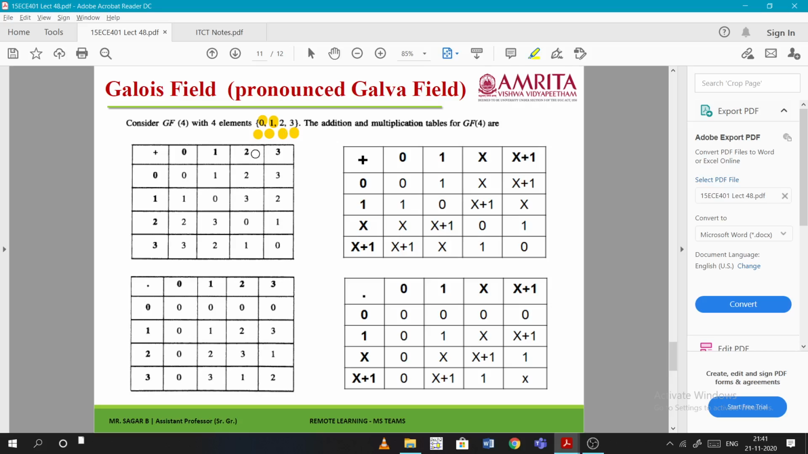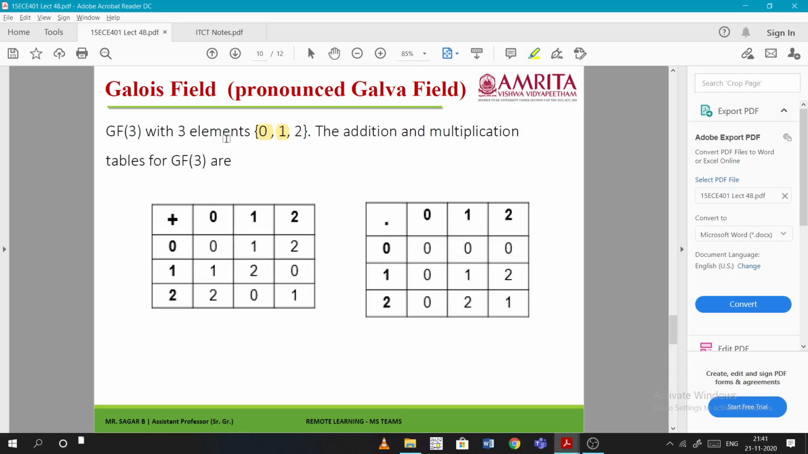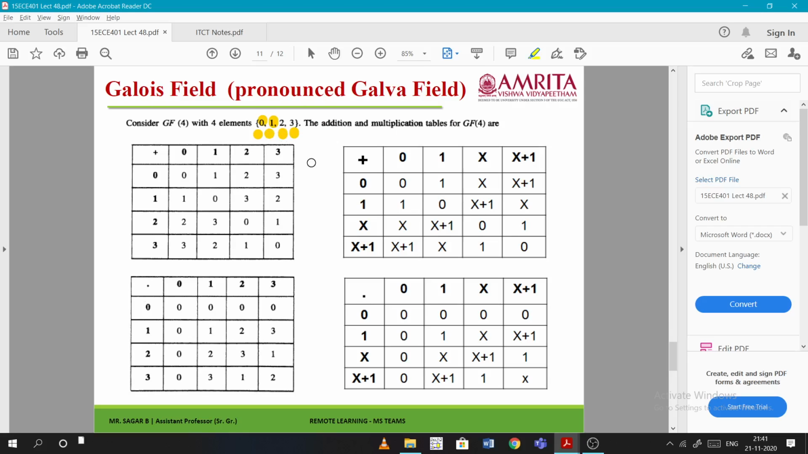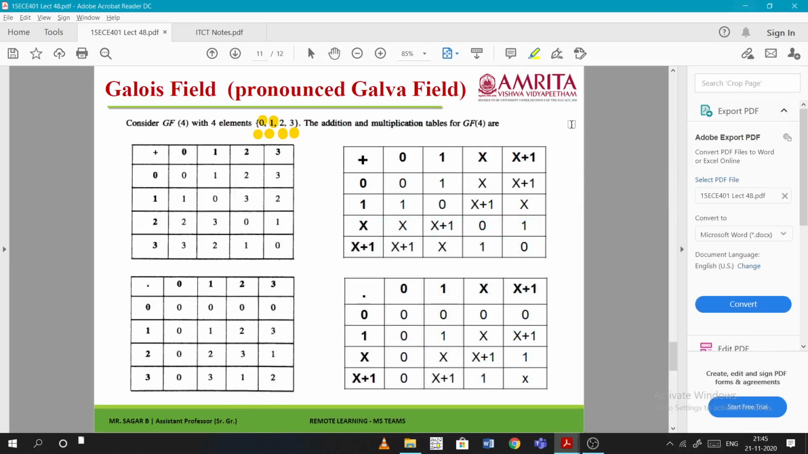That means basically all the numbers less than q will make subsets of it. Like 0 1 2 will be present in this, and 0 1 also will be present in the higher orders. So here we can see those are the subsets, right?